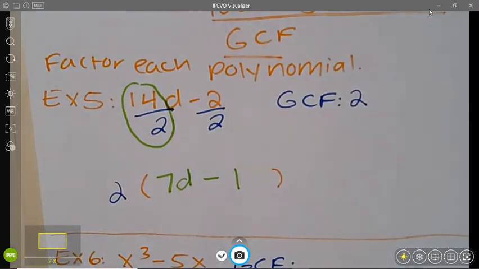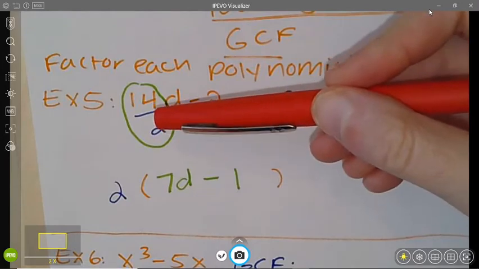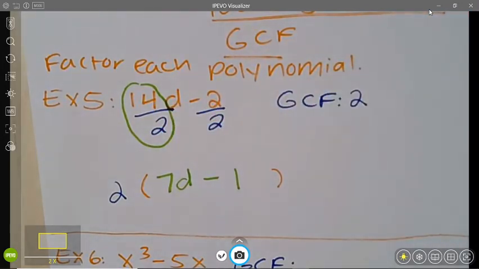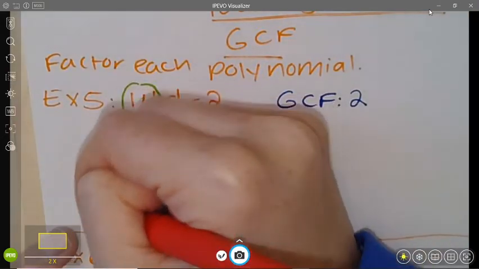So, again, all you're doing is finding the GCF, then dividing every single term by the GCF. So this is kind of like when we did polynomials divided by a monomial. And then this will be your final answer.